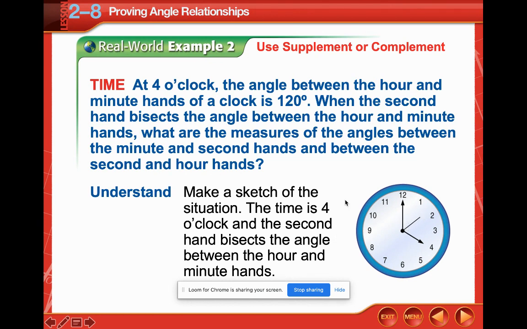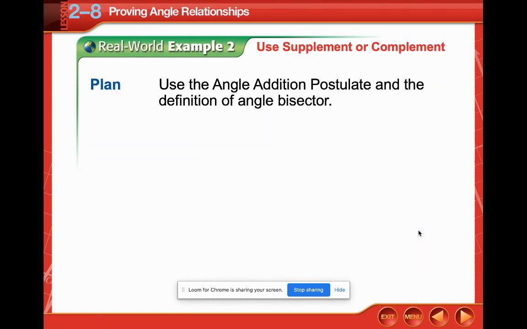So essentially what you can do here is you know the total angle is 120 degrees, right? And you know this cuts in half. So in order to figure out what both these angles are, you cut 120 in half. Half of 120 is 60, so that's going to be 60, and that's going to be 60 because they're the same thing, because they're both halves. But let's let the PowerPoint go through it.